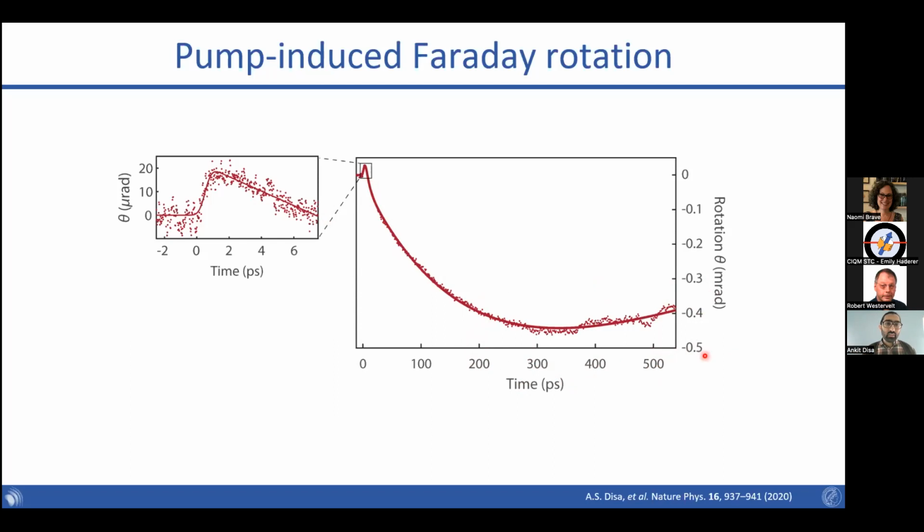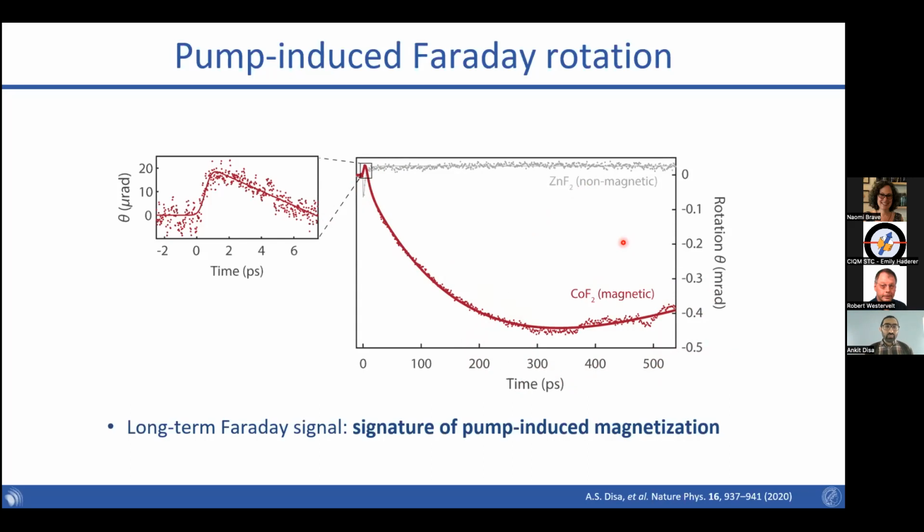So how do I know that this is the magnetic signal that we want? Well, we did a couple of checks. One is that we carried out the same measurement on a similar non-magnetic compound, which is isostructural, zinc fluoride. We find no such long-term signal. We also find the same behavior when we carry out a pump probe circular dichroism experiment. So both of these confirm that when you pump this 12 terahertz mode, you get an induced magnetization that lasts on a time scale of a few hundreds of picoseconds.